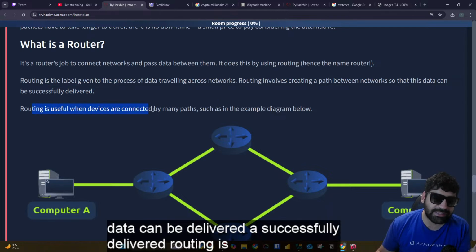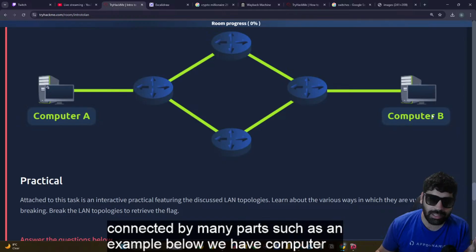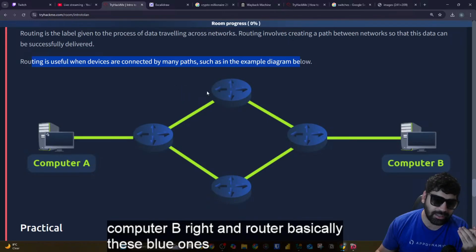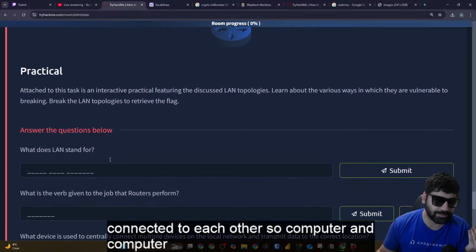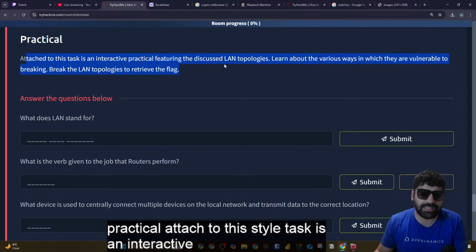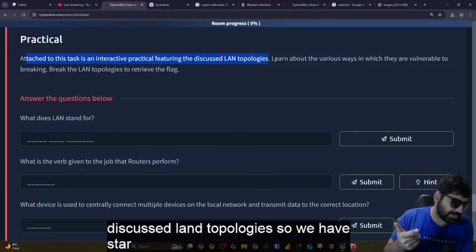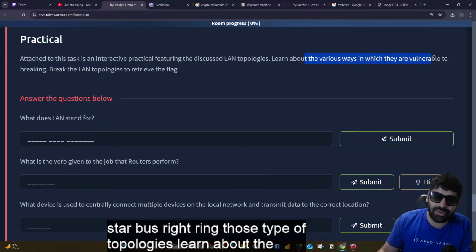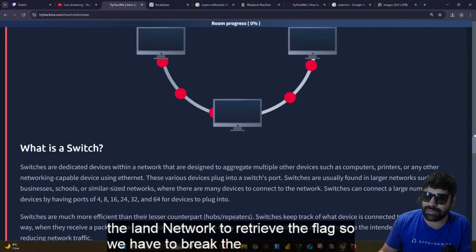Routing is useful when devices are connected by many paths, such as in the example below. We have computer A and computer B, right? And routers, basically these blue ones you see here, these are all routers. They are connected to each other, so computer A and computer B can talk to each other. Practical. Attached to this task is an interactive practical featuring the discussed LAN topologies. So we have star, bus, ring, those types of topologies. Learn about the various ways in which they are vulnerable to breaking. Break the LAN network to retrieve the flag. So we have to break the system, which I love.